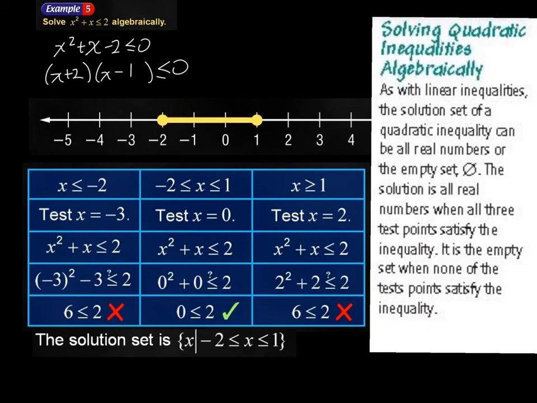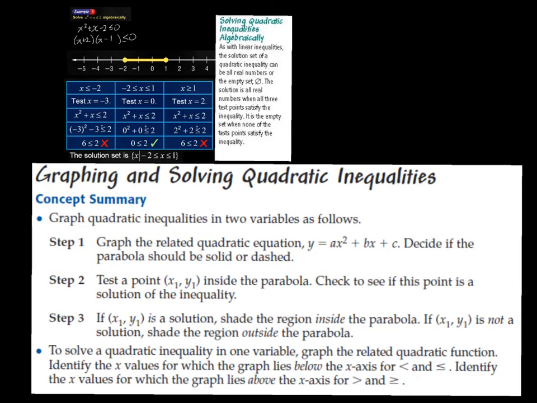As with linear inequalities, the solution set of a quadratic inequality can be all real numbers or the empty set. The solution is all real numbers when all three test points satisfy the inequality. It's the empty set when none of the points satisfy the inequality. They went long on the summary this time.